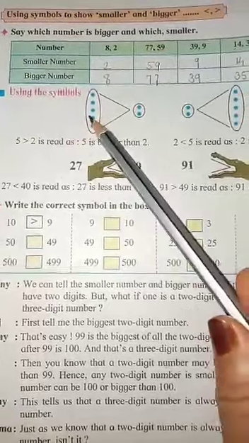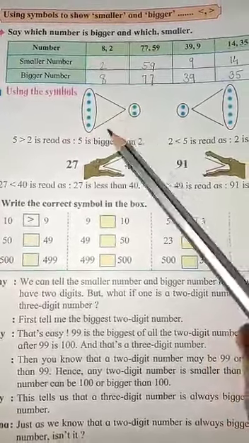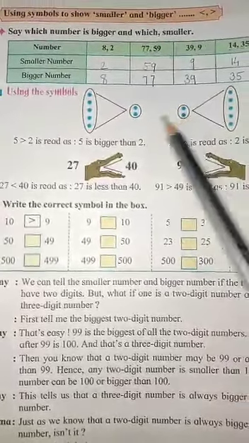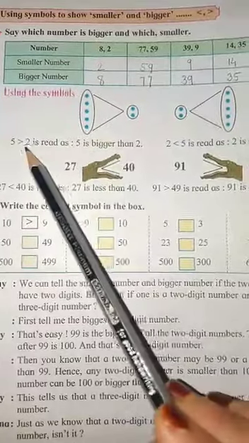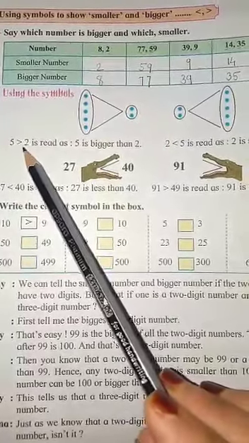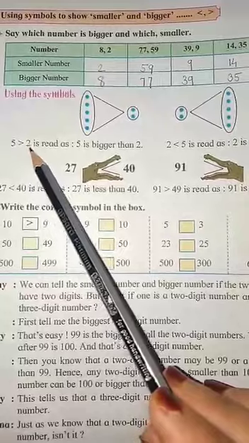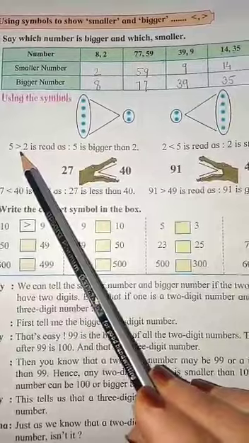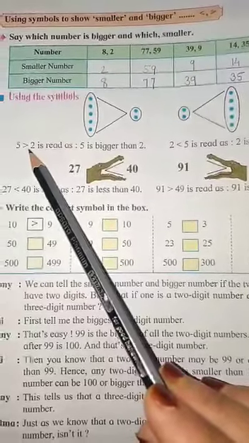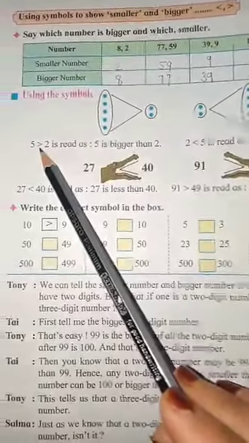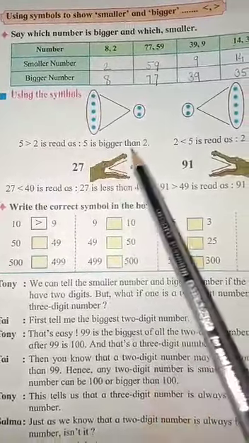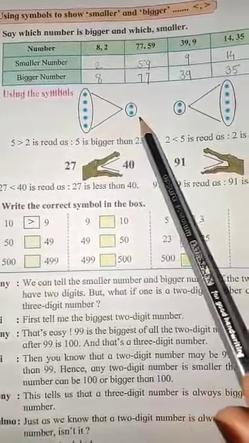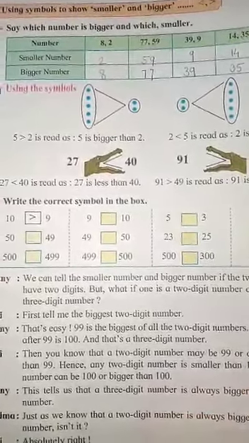Using the symbol. See, these are symbols, and by using them we have to show which one is a bigger and a smaller number. See, it is a symbol. 5 is bigger than 2 is read as 5 is bigger than 2. This symbol is showing that 5 is bigger than 2. What does this symbol tell us? 5 is bigger than 2. See here 5 tens and 2. So 5 is bigger than 2.